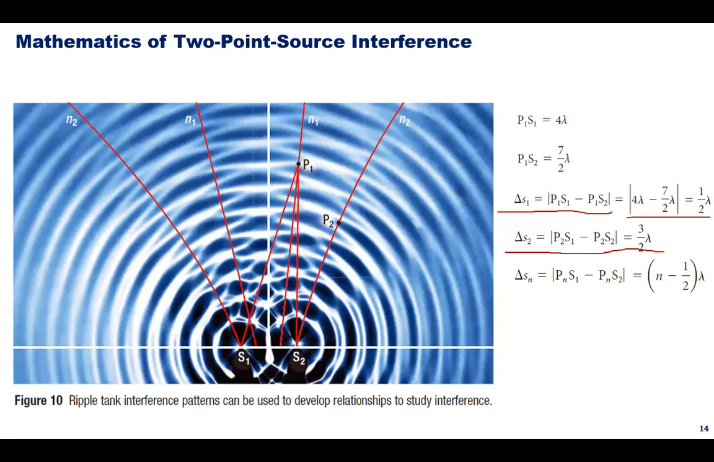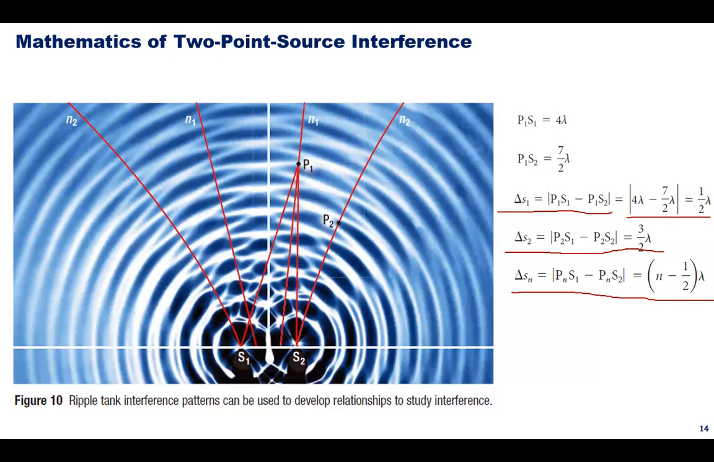Extending this to the nth nodal line, the equation becomes delta Sn equals the absolute value of the difference between PnS1 and PnS2. And this gives us delta Sn equals (n minus 1/2) times the wavelength lambda, where Pn is any point on the nth nodal line. Thus, by identifying a specific point on the nodal line and measuring the path lengths, you can use this relationship to determine the wavelengths of the interfering waves.